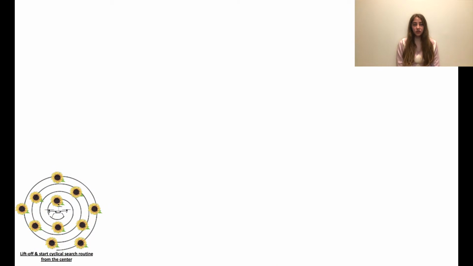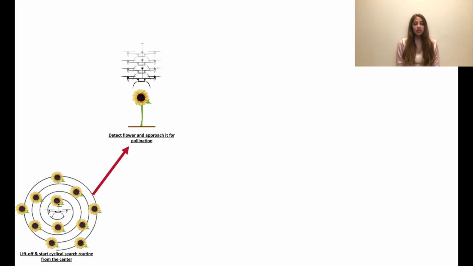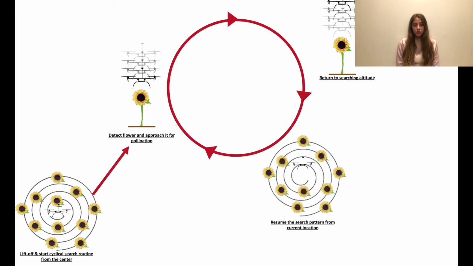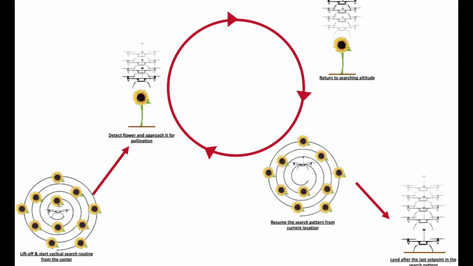The overall objective of the drone is to take off and begin searching. Detect the flower, lower, and pollinate it. It should then return to search altitude, and eventually resume search pattern. It cycles through these states until the system is fit to land.